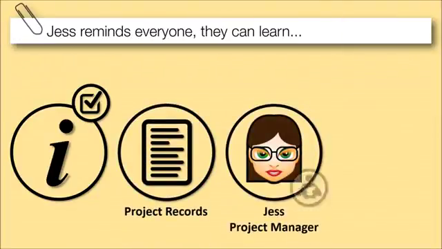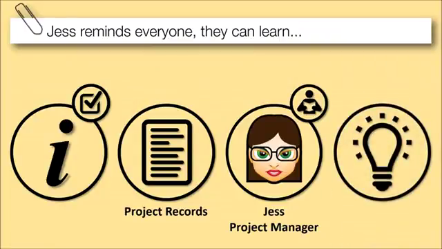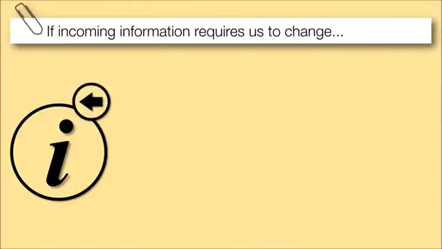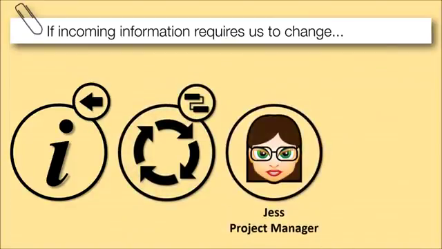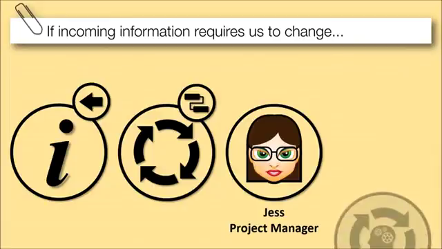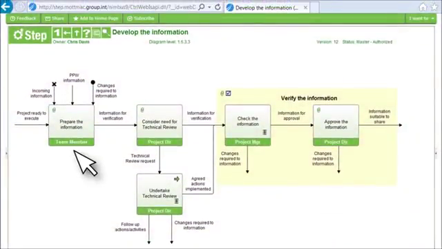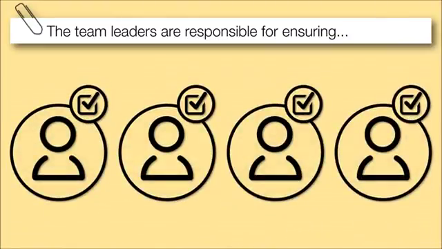Jess reminds everyone that they can learn from previous projects. This will save time and offer an opportunity to incorporate improvements on previous work. If incoming information requires us to change the way the project is delivered, this is reported to Jess. She can then initiate the change management process. The various teams now start to prepare the detailed information, overseen by their respective team leaders. The team leaders are responsible for ensuring that the information is verified.